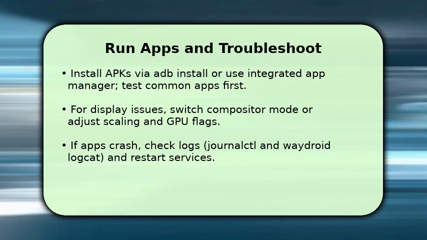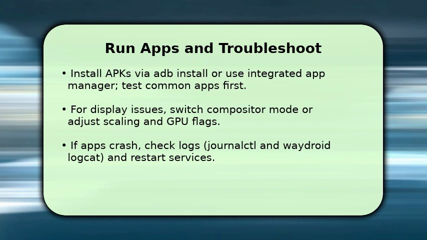If an app crashes, inspect journalctl and Waydroid logcat for errors, restart the Android service, and reboot the host if needed. One key troubleshooting tip: always check binder and ashmem mounts first.